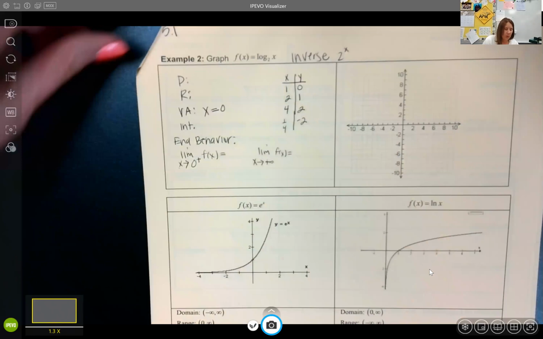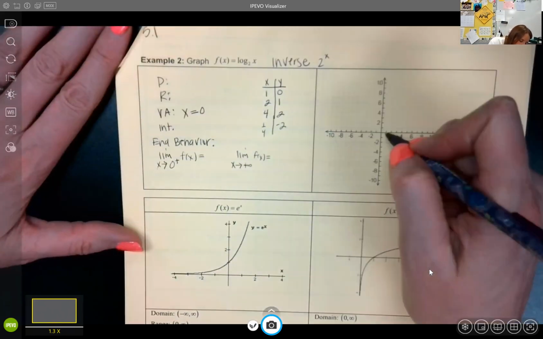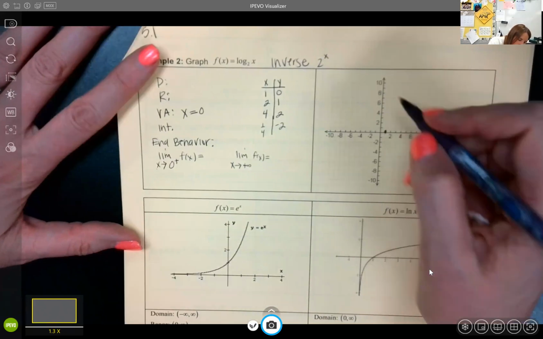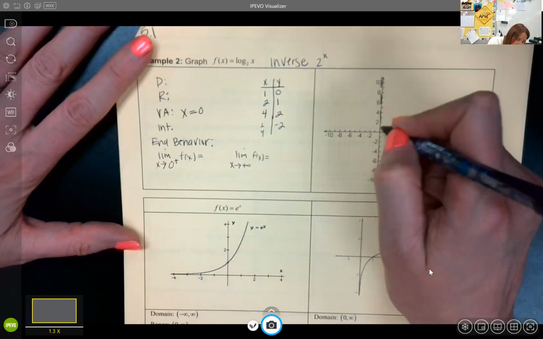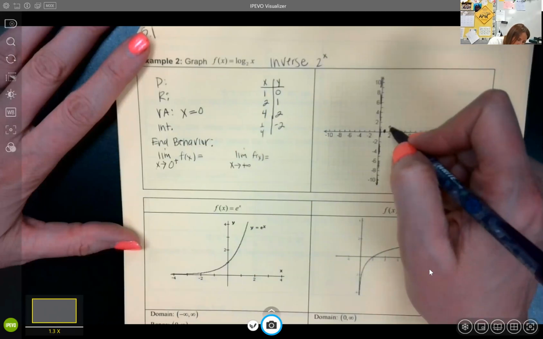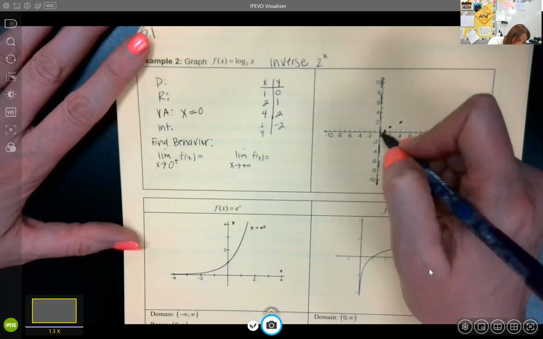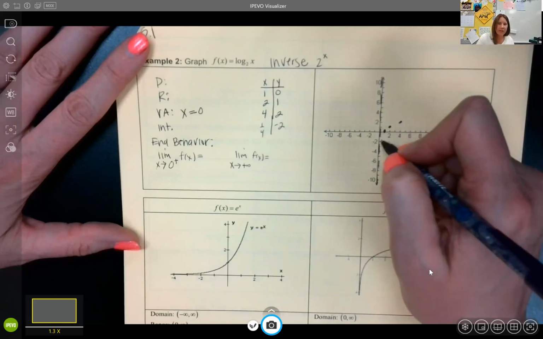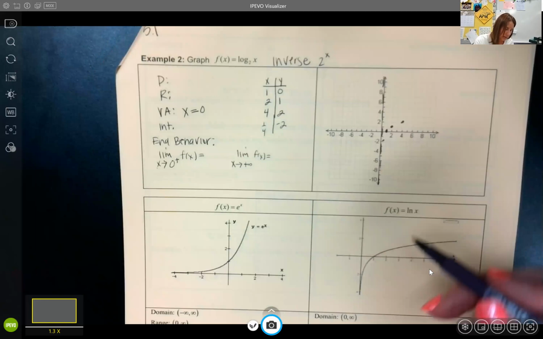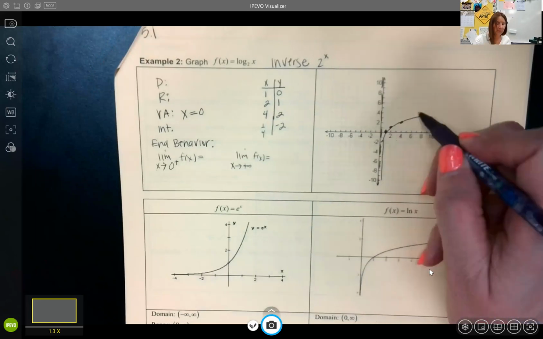Okay, so the graph is going to cross at 1. There's an asymptote here at 0. And then it will be 2, 1, 4, 2, and then 1/4, and -2 is down here. So that just gives us kind of an idea that it's going to be that upside down L.